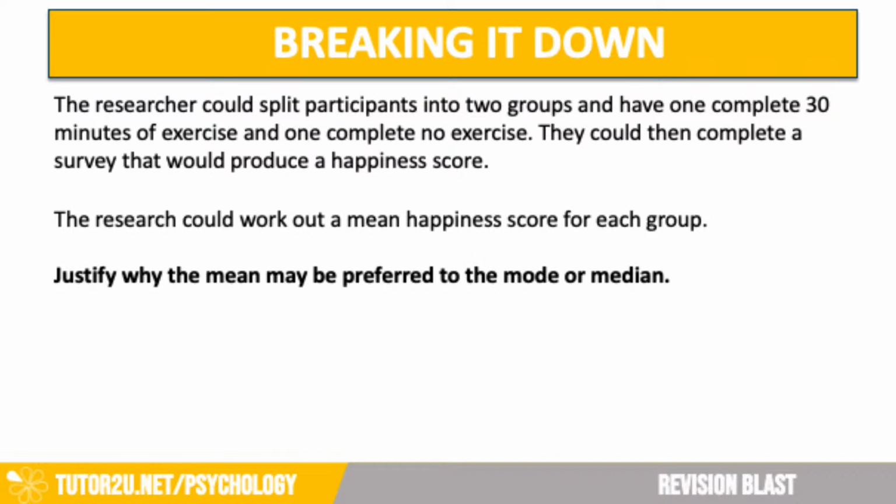So here we've got the researcher could split those participants into two groups, have one complete 30 minutes of exercise and one complete no exercise. They could then complete a survey that would produce a happiness score. The researcher could work out a mean happiness score for each group. Now here you're asked to justify why the mean may be preferred to the mode or median. So you've really got to know the merits and weaknesses of those different measures of central tendency.